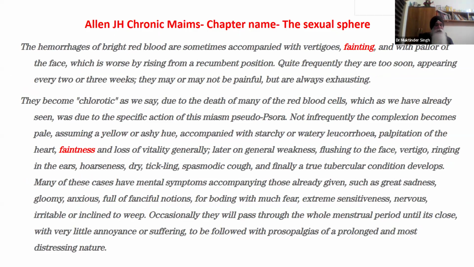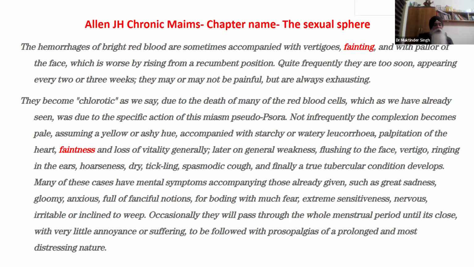So why I'm mentioning this: when we are studying the medicine, when we are repertorizing the case, when we are differentiating the remedies, all these hairline differences make our selection foolproof. So they become chlorotic, as we say, due to the death of many red blood cells, which we have already seen was due to the specific action of this miasm, pseudosora.